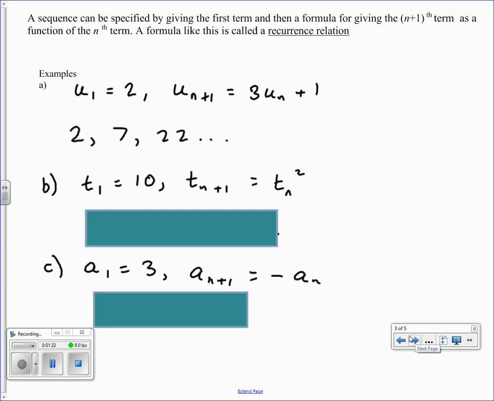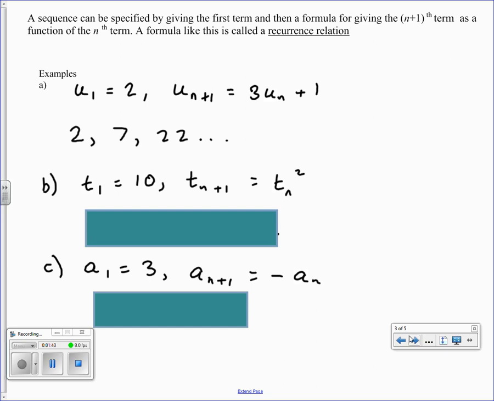Another way of specifying a sequence is giving the first term and then giving a formula for the next term. So giving a formula for the n plus 1th term as a function of the nth term. A formula like this is called a recurrence relation.